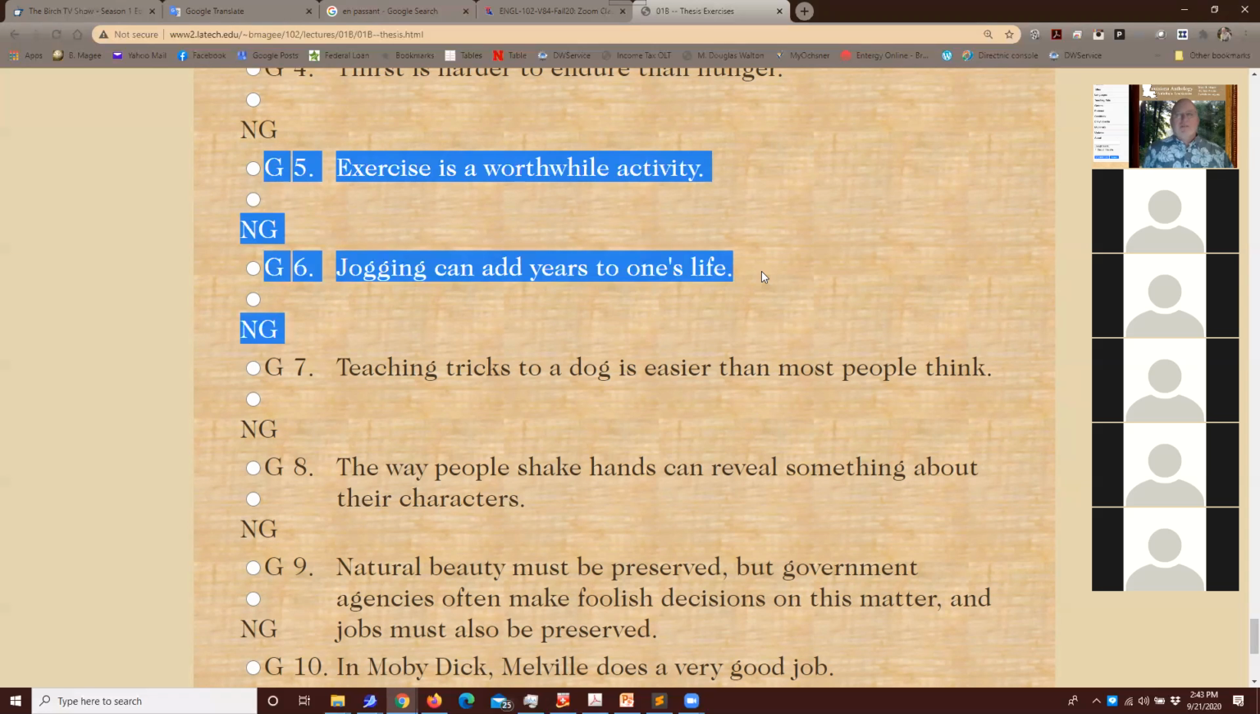You could also say, sports can help you develop good teamwork skills, right? Or football. Football helps you develop good team skills. So that could be another narrowing of number 5.